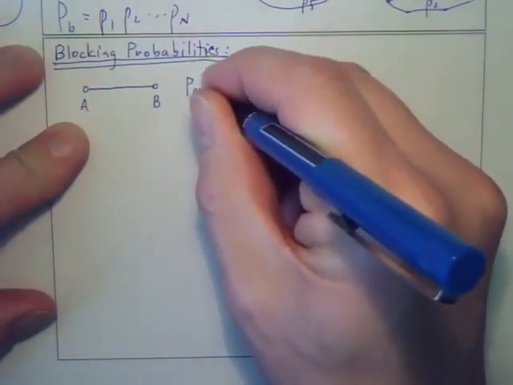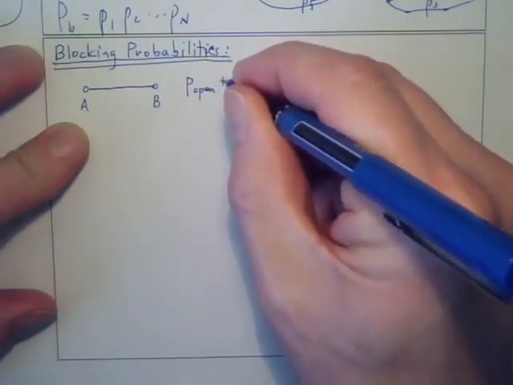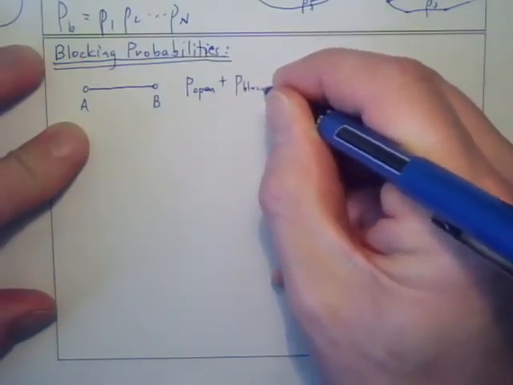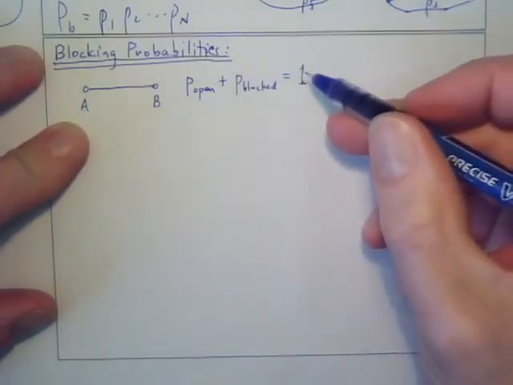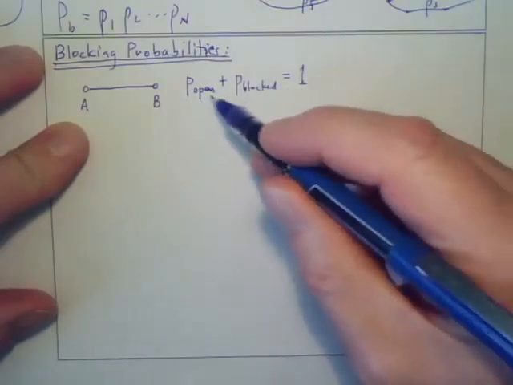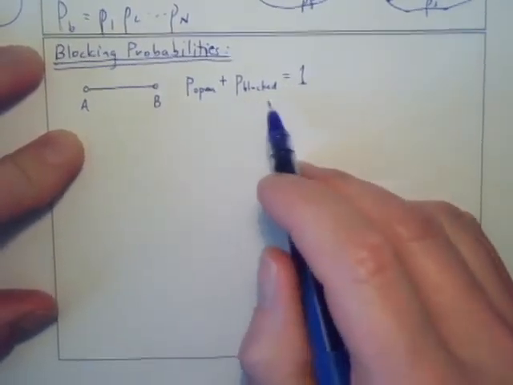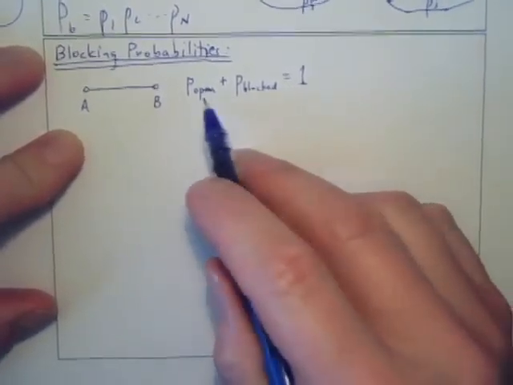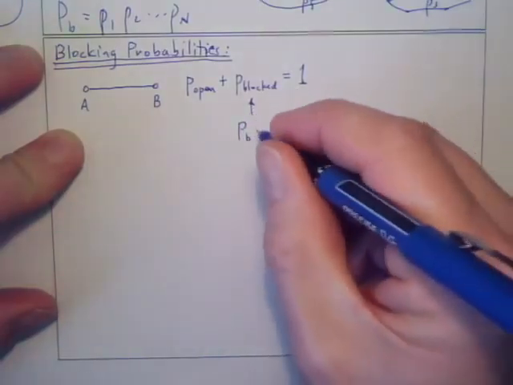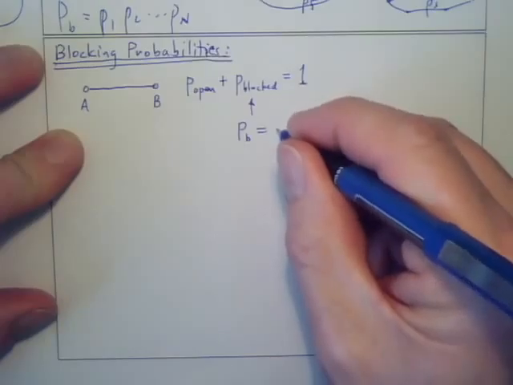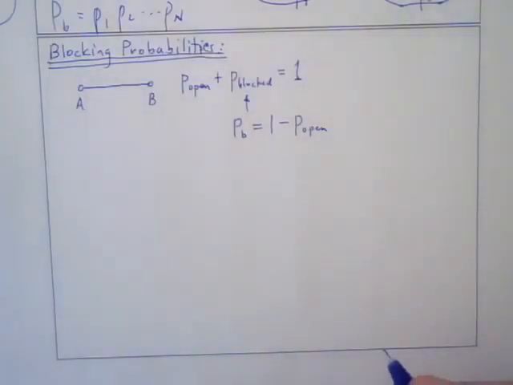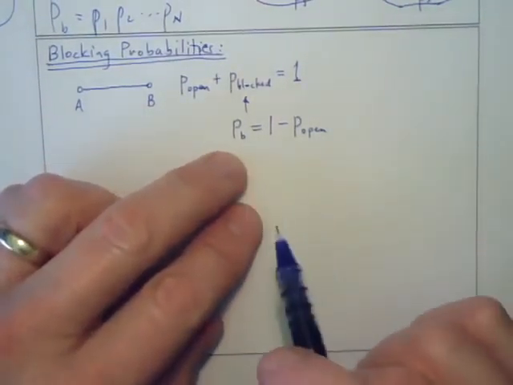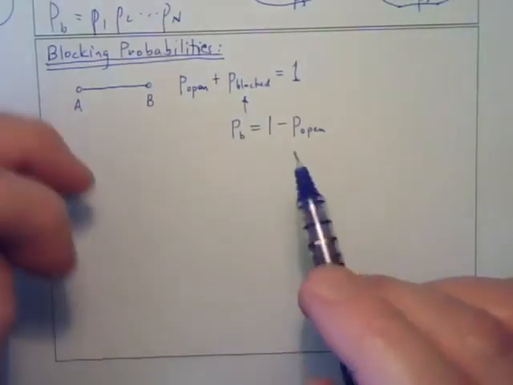And of course, it's either open or blocked. And so the sum of these two probabilities is 1. Okay? So it's certainly one or the other, and they're mutually exclusive. So we have a choice of working with either of these quantities. And it turns out we're going to choose to work with the blocking probability. Solving this for the blocking probability, we can write this as 1 minus the probability of open. Okay? And we'll just use P sub B for the blocking probability. The B stands for blocked.